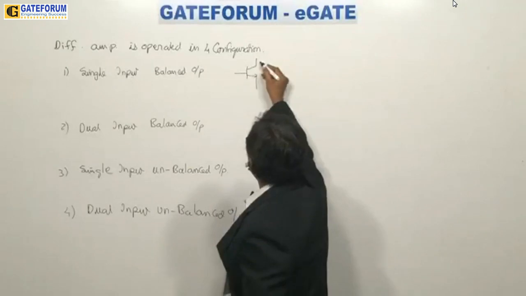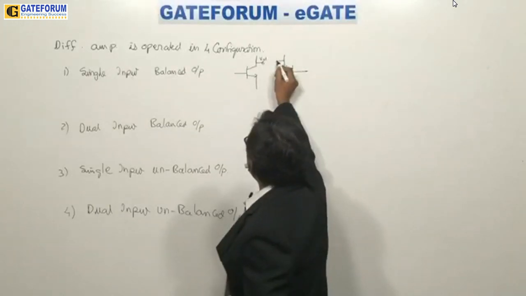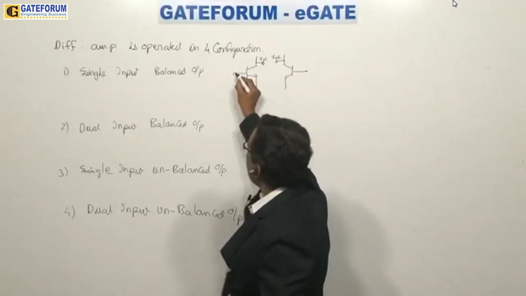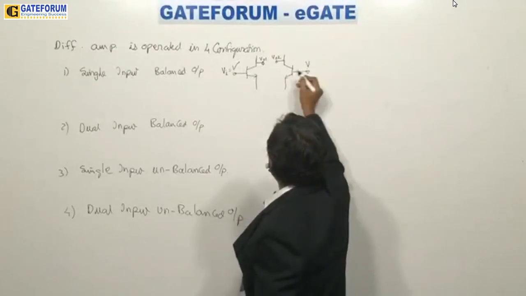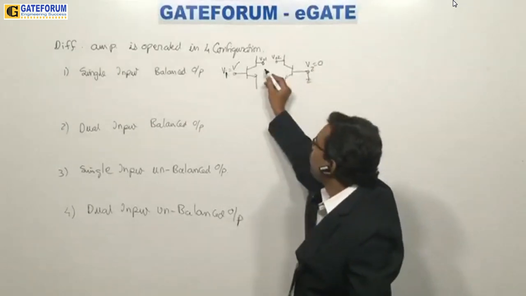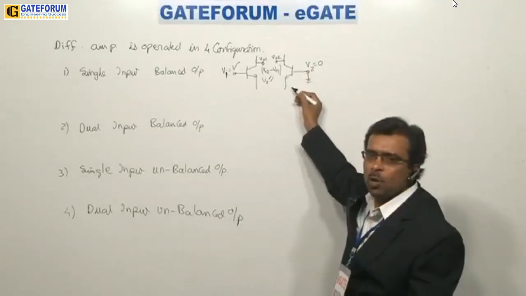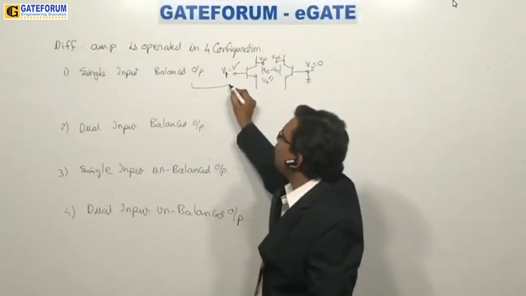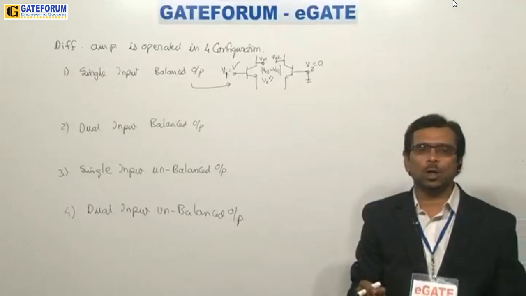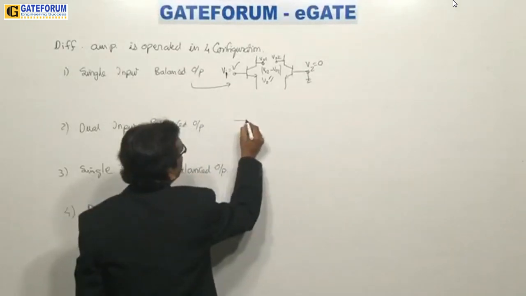Like this we take output here, and we take this point also. If you take V01 and V02, carefully observe. If you give only one input, Vi, I make this V1, and V2 is 0, I ground it. This is single input, and if you take the output like this, V output is equal to V02 minus V01. Then I call this single input, balanced output. If you take output between the collectors C1 and C2, it is called balanced output. If you take it between collector and ground, it is called unbalanced output.